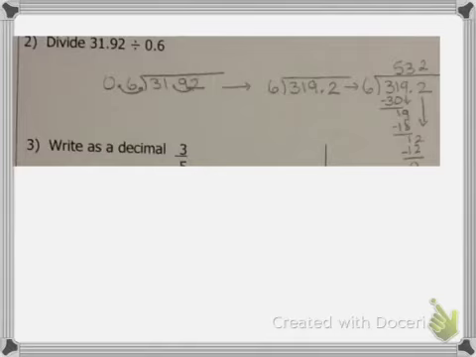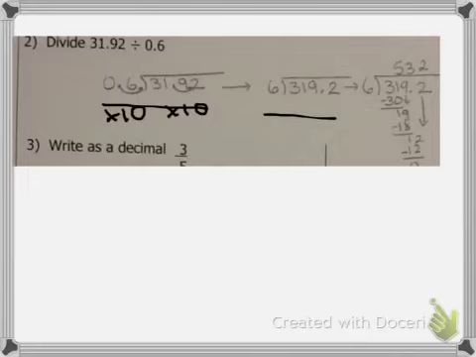Number 2, divide 31 and 92 hundredths by 6 tenths. Our first step, you'll see on the left-hand side here, is we have to get rid of the decimal place in our divisor. So we're moving the decimal point over, really the same thing as multiplying by 10. So we're going to do the same thing over here in the dividend, multiply by 10. It moves our decimal point over one position to the right. And so now our problem becomes 6 going into 319 and 2 tenths.